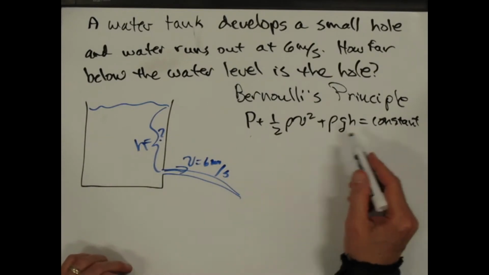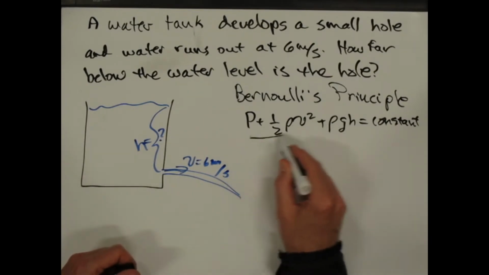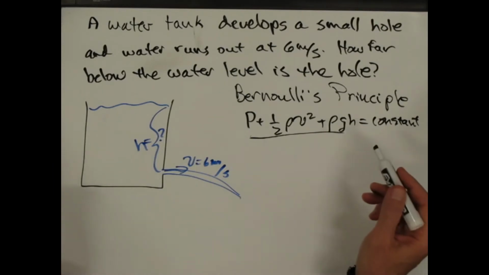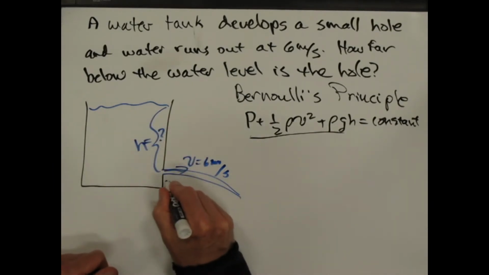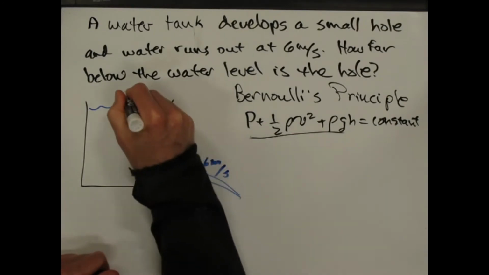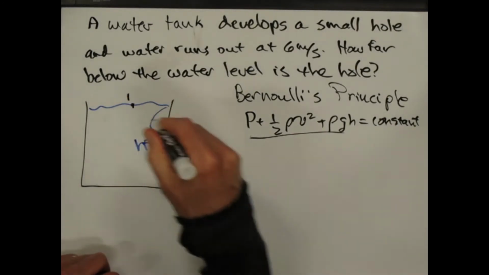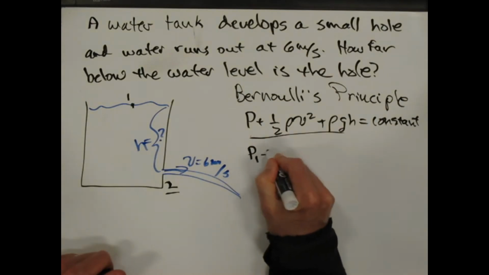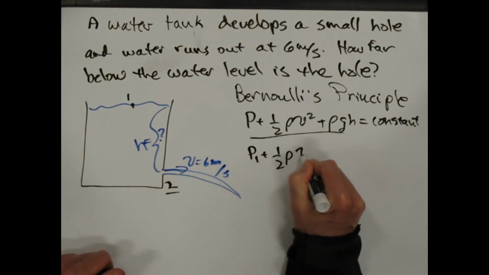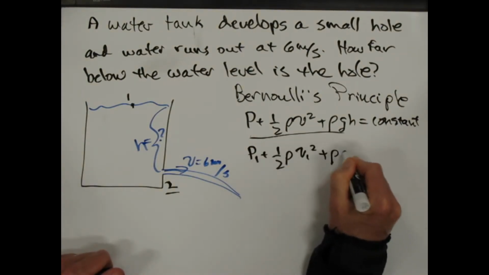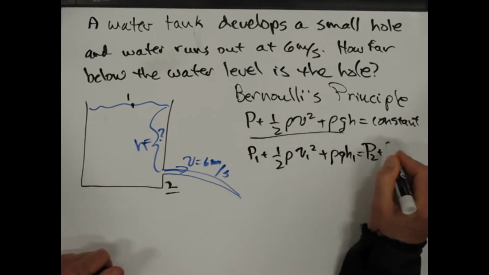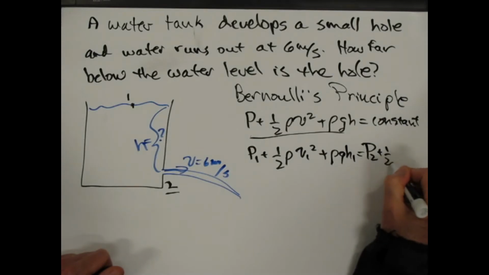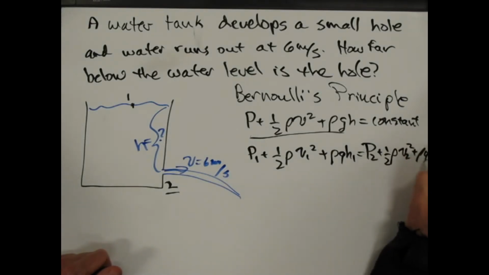fluid. And so that means you can write this down for different points in the fluid, and they all have to be the same. And so, for example, I could pick this is point 2, and this is point 1, just right at the surface. And I could say, look, P1 plus 1/2 rho V1 squared plus rho g H1 equals P2 plus 1/2 rho V2 squared plus rho g H2.